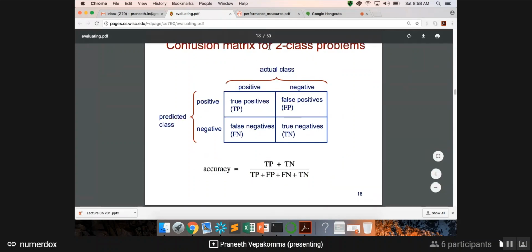So this is the 2 class setting. You would have spam, no spam, spam, no spam, right? The diagonals are the good predictions: how many positives were predicted as positive, and negatives as negative.